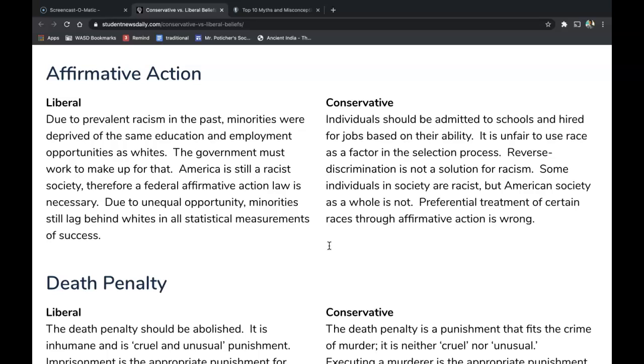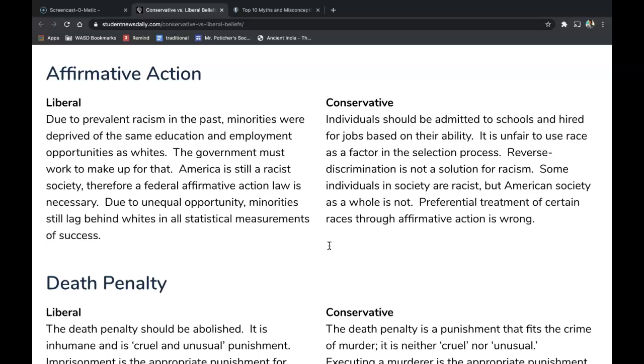Now let's go ahead and look at affirmative action. Liberals believe that due to the prevalent racism in the past, minorities were deprived of the same education and employment opportunities as whites. The government must work to make up for that. America is still a racist society, they say, so therefore a federal affirmative action law is necessary. Due to unequal opportunity, minorities still lag behind whites in all statistical measurements of success.